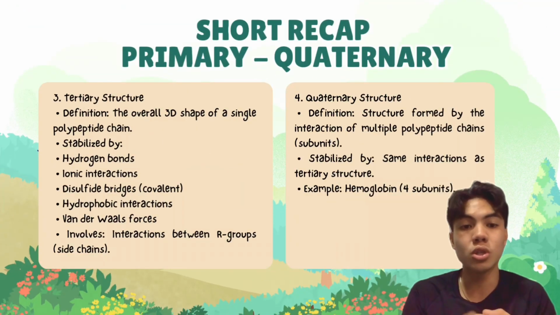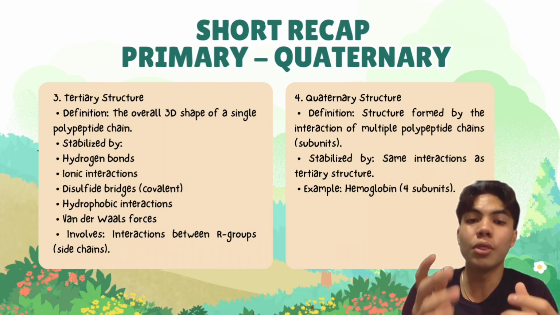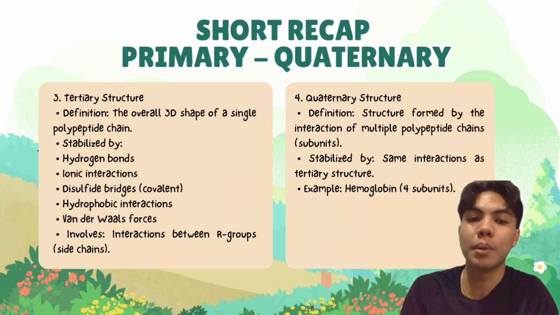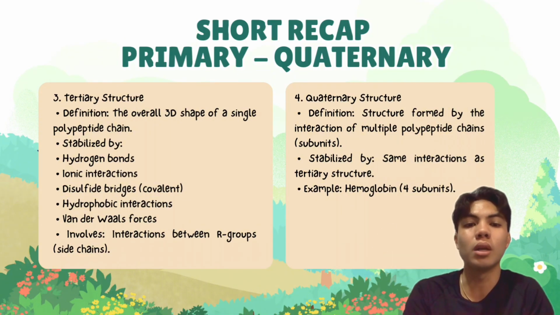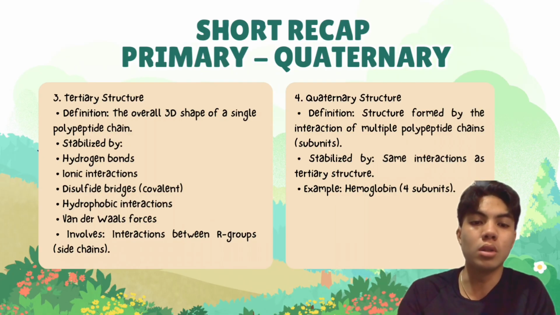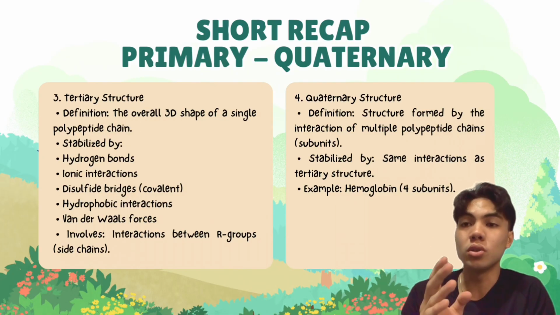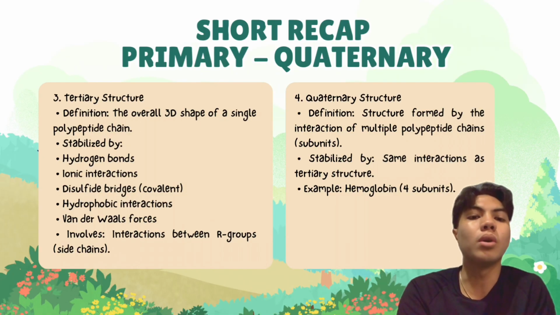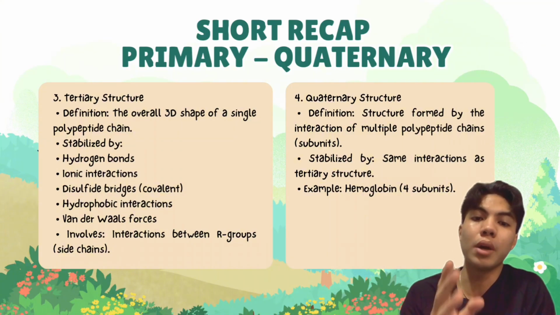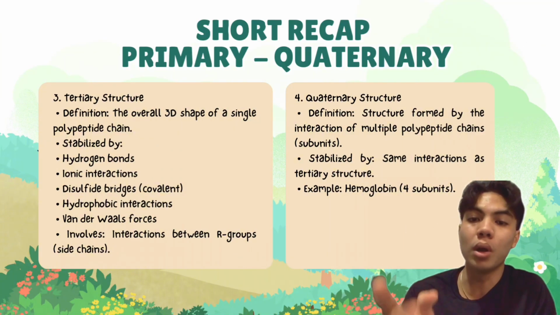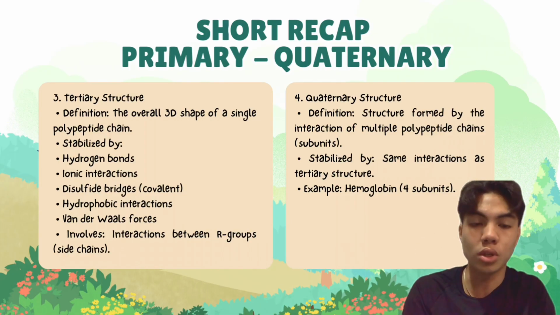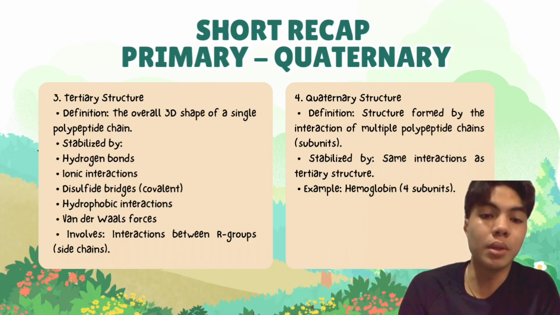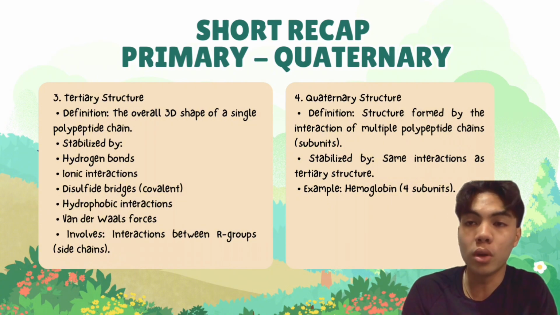Now, the tertiary structure is the overall 3D shape of a single polypeptide chain. It is stabilized by hydrogen bonds, ionic interactions, disulfide bridges, hydrophobic interactions, and van der Waals forces. It involves interactions between R groups. Now, the quaternary structure is a structure formed by the interaction of multiple polypeptide chains, stabilized by the same interactions as the tertiary structure. Its example is hemoglobin with 4 subunits.